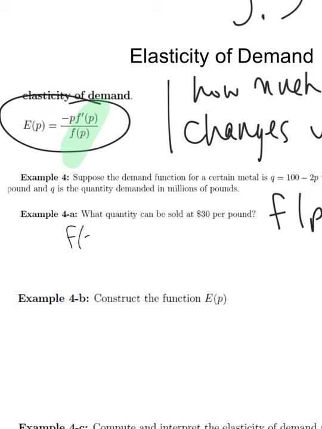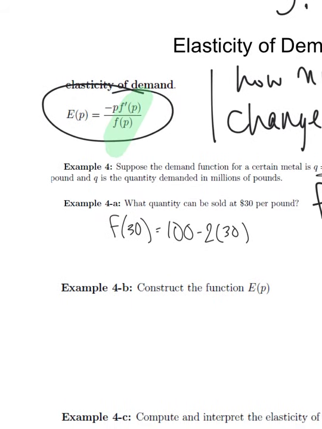So what is f of 30? Well, it's just 100 minus 2 times 30, coming from this equation up here. Let me just show you this equation right here. When we look at this, we get 100 minus 60, which is 40. That corresponds to saying you're going to sell 40 million pounds of this metal if you set the price at $30 per pound. That's what the demand is saying. Theoretically, if you increase the price, you're going to sell fewer pounds because fewer people really want to spend more money.